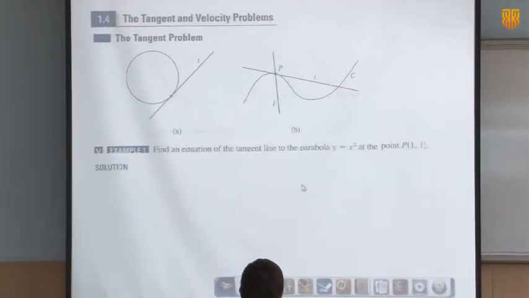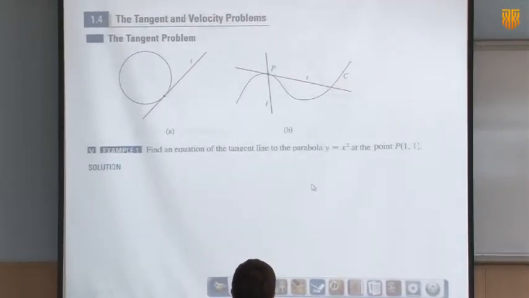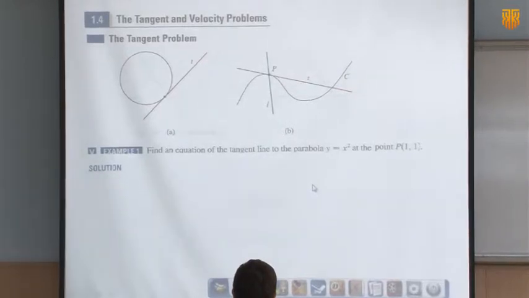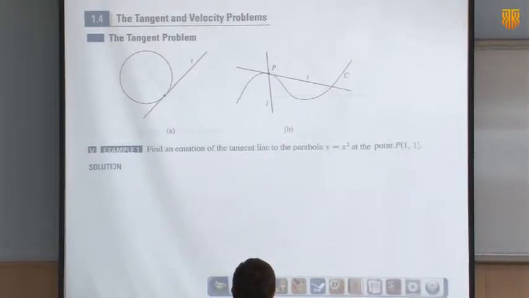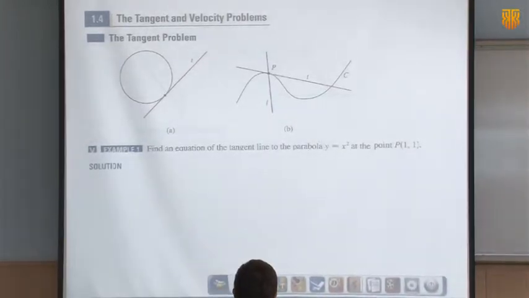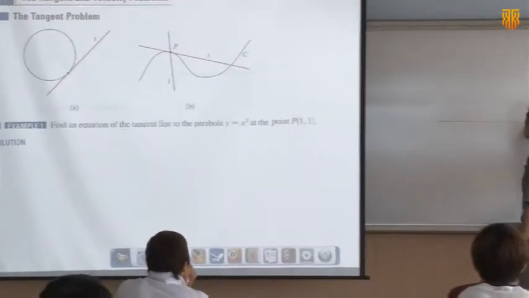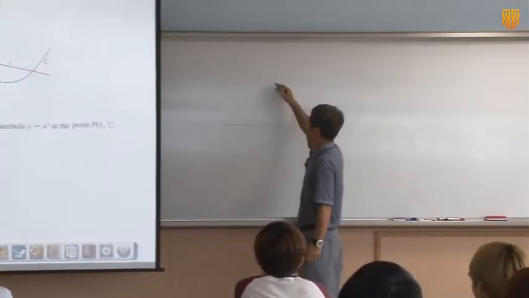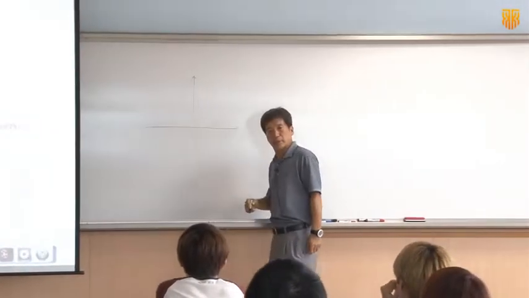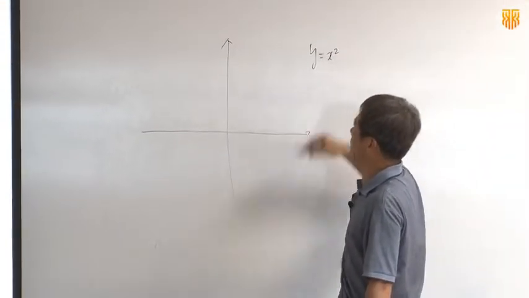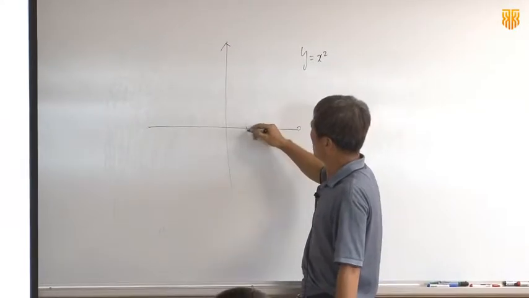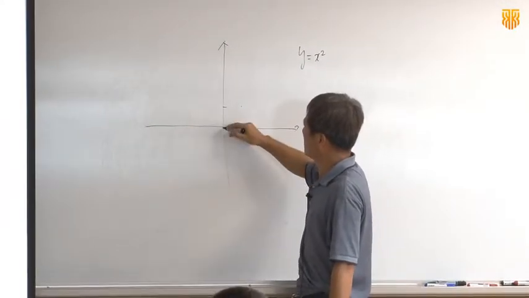Suppose you want to find the equation of a tangent line to the parabola y equals x squared at the point (1, 1). You know the graph of y equals x squared; this is called a parabola. When x equals 1, you have y equals 1 here. Then you have a graph like this.